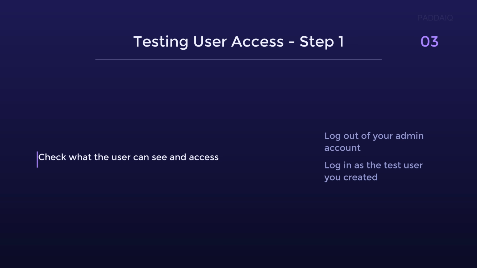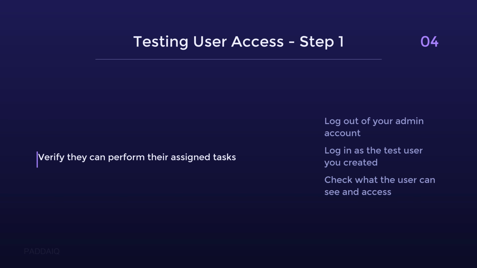Check what the user can see and access. This means verifying the specific data and functions available to a user based on their permissions. For example, a sales representative may only view customer accounts and sales orders, not financial reports. Ensuring this access is correct is essential for security and proper workflow.